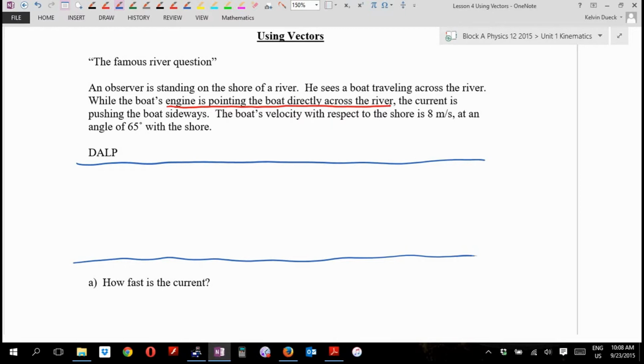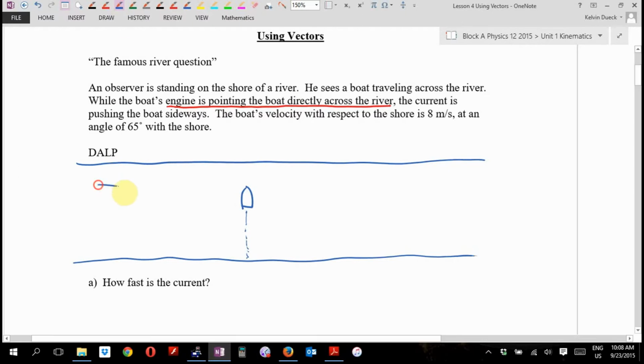I'm going to draw the boat. Which way is the boat pointing? I'm going to have the boat go up, because I just kind of think better that way. And I'm going to draw the boat like this, pointing up the river, not pointing sideways or anything like that. It says the engine is pointing straight across. And just so that we're in familiar territory, let's have the current going this way, not that way, because that's kind of positive. We think that way.